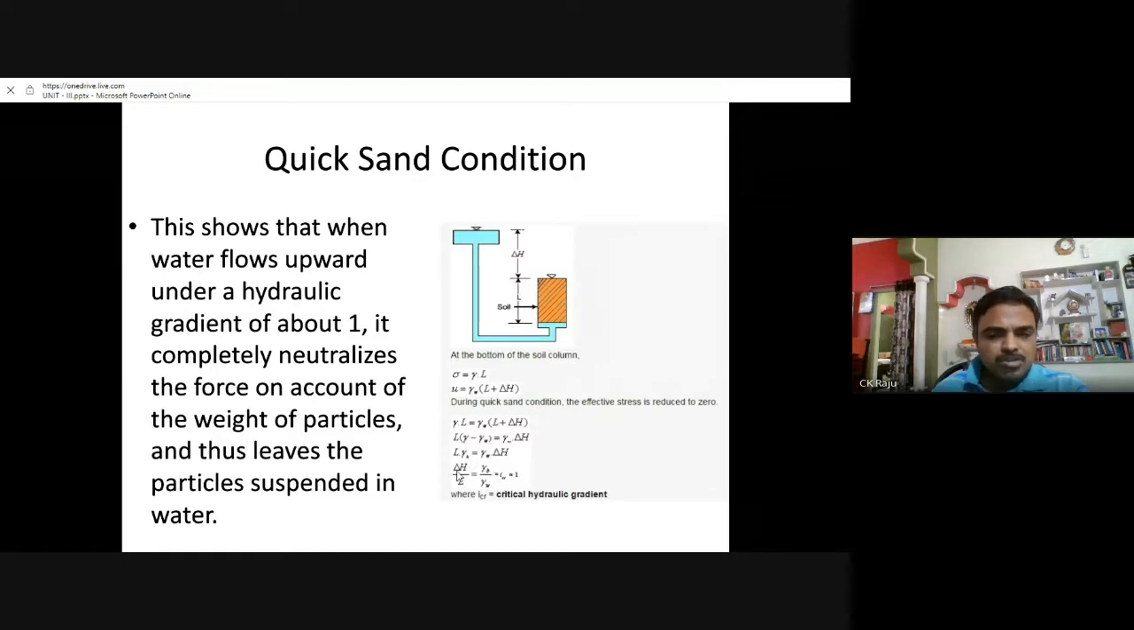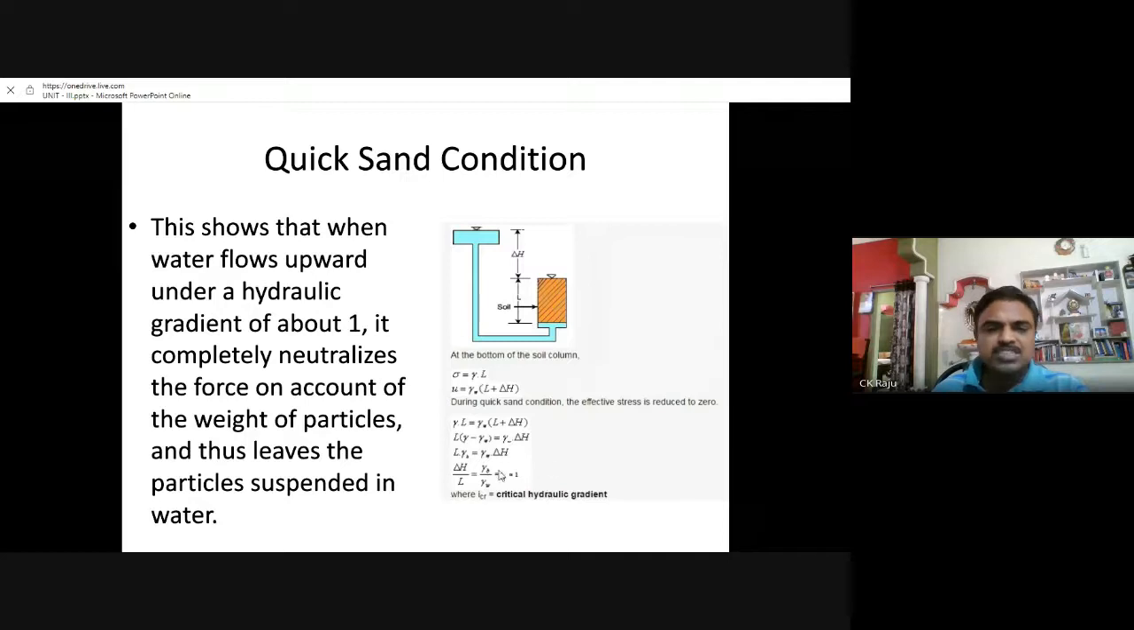We know delta H by L is called the hydraulic gradient. But in this quicksand condition, when the effective stress becomes equal to 0, the corresponding hydraulic gradient is called the critical hydraulic gradient, and it is approximately equal to 1. Nearly around 1 for different soils, depending on the soil. The expression for critical hydraulic gradient is the submerged unit weight gamma dash divided by gamma W.